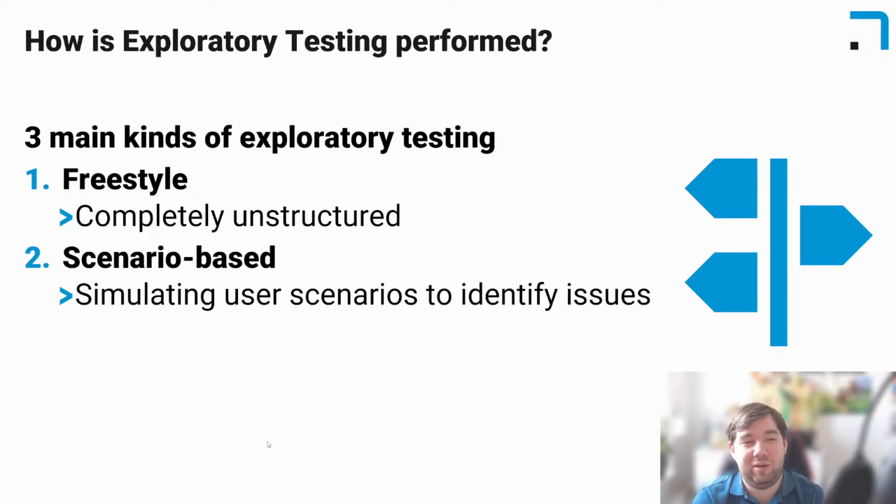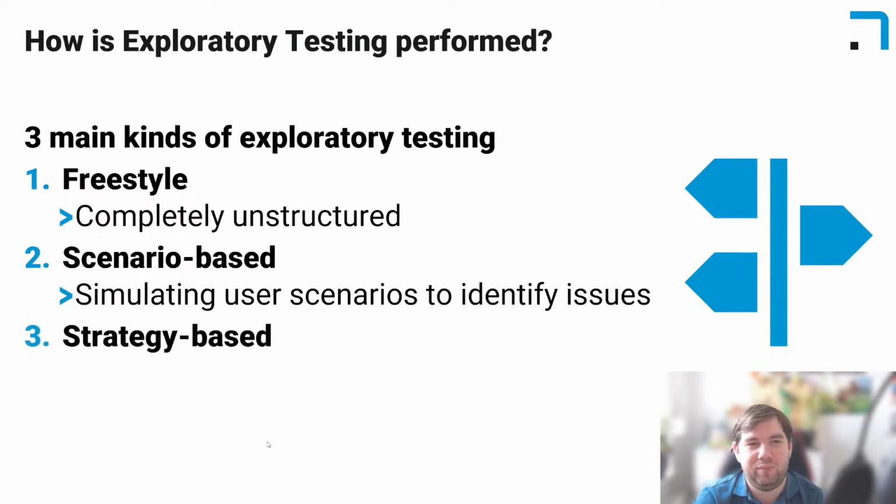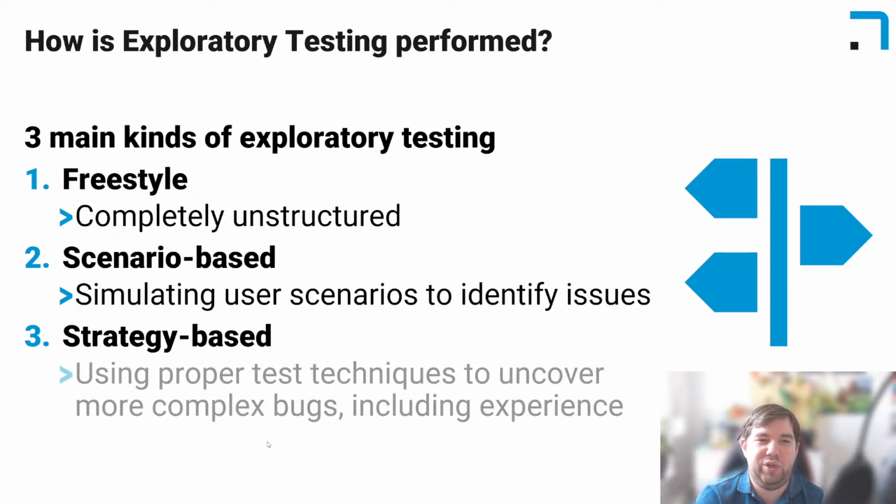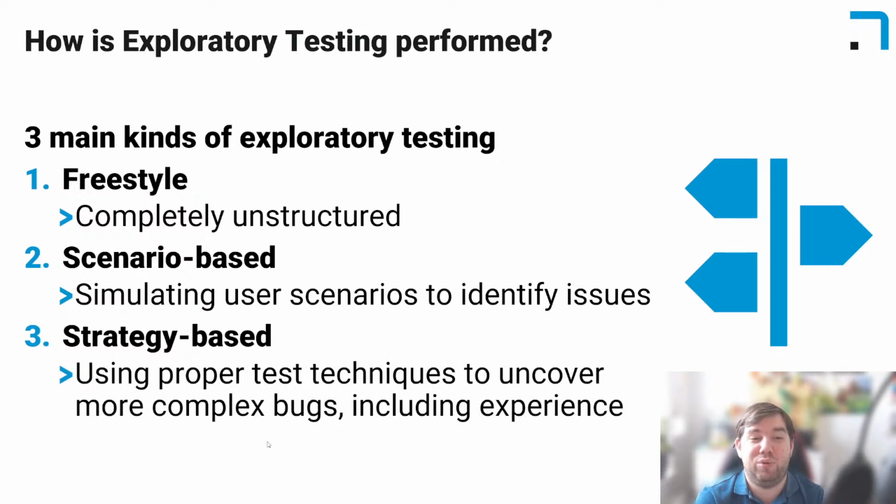And the last main method of exploratory testing is strategy-based. Strategy-based means we're using proper test techniques to uncover more complex bugs. And namely, strategy-based is where our experience as a software tester comes in. Strategy-based means we understand the common bugs and defects that may be present in our code, as well as how we can search for them. Strategy-based testing may be to try and use SQL injects on our input fields to see what happens then.